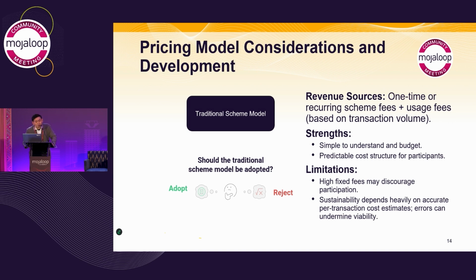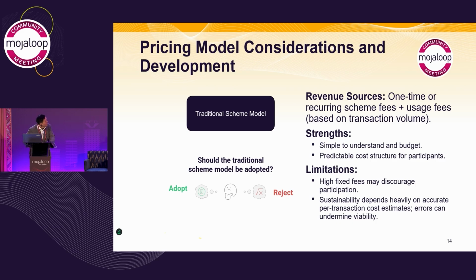The traditional scheme model is very straightforward. Revenue comes from 2 sources. The first one is fixed scheme fees, either one-time or recurring, paid by participants just for being part of the system, plus a usage fee based on transactions. This is also different from system to system based on their preference. Its main strength is simplicity, actually. It provides a predictable cost structure for participants, making it easy to budget.